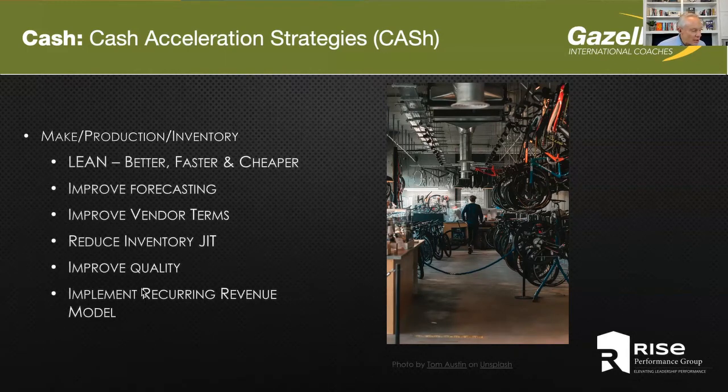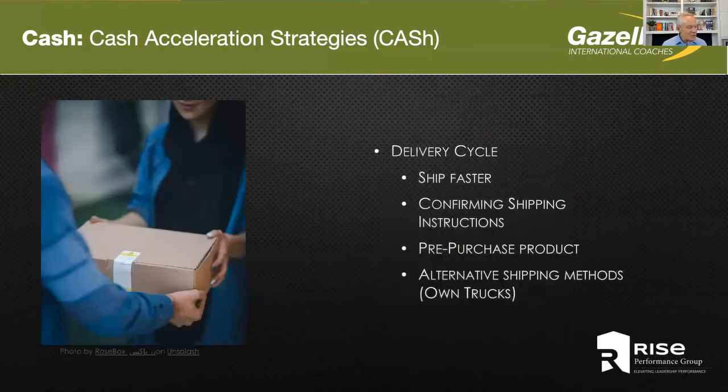Can you improve quality? Is there an opportunity to implement a recurring revenue model that would help you have more consistent cash flow in the business? Take a minute and write down what you think you could do in your business.